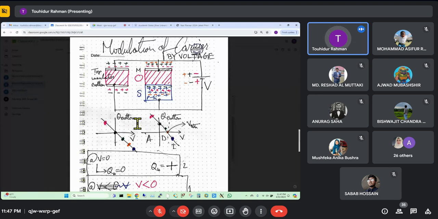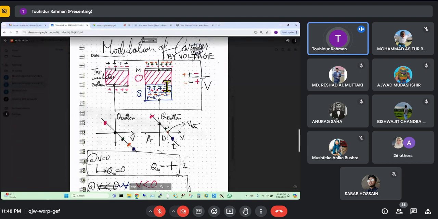As we mentioned earlier, our objective is to modulate the carrier. And in this particular case, if we use a capacitor, then we will have to modulate the carrier by applying voltage. So now we have to prove that we can modulate the carrier by this structure. So we have two structures. On the left we have a parallel plate capacitor: top metal, insulator, bottom metal.